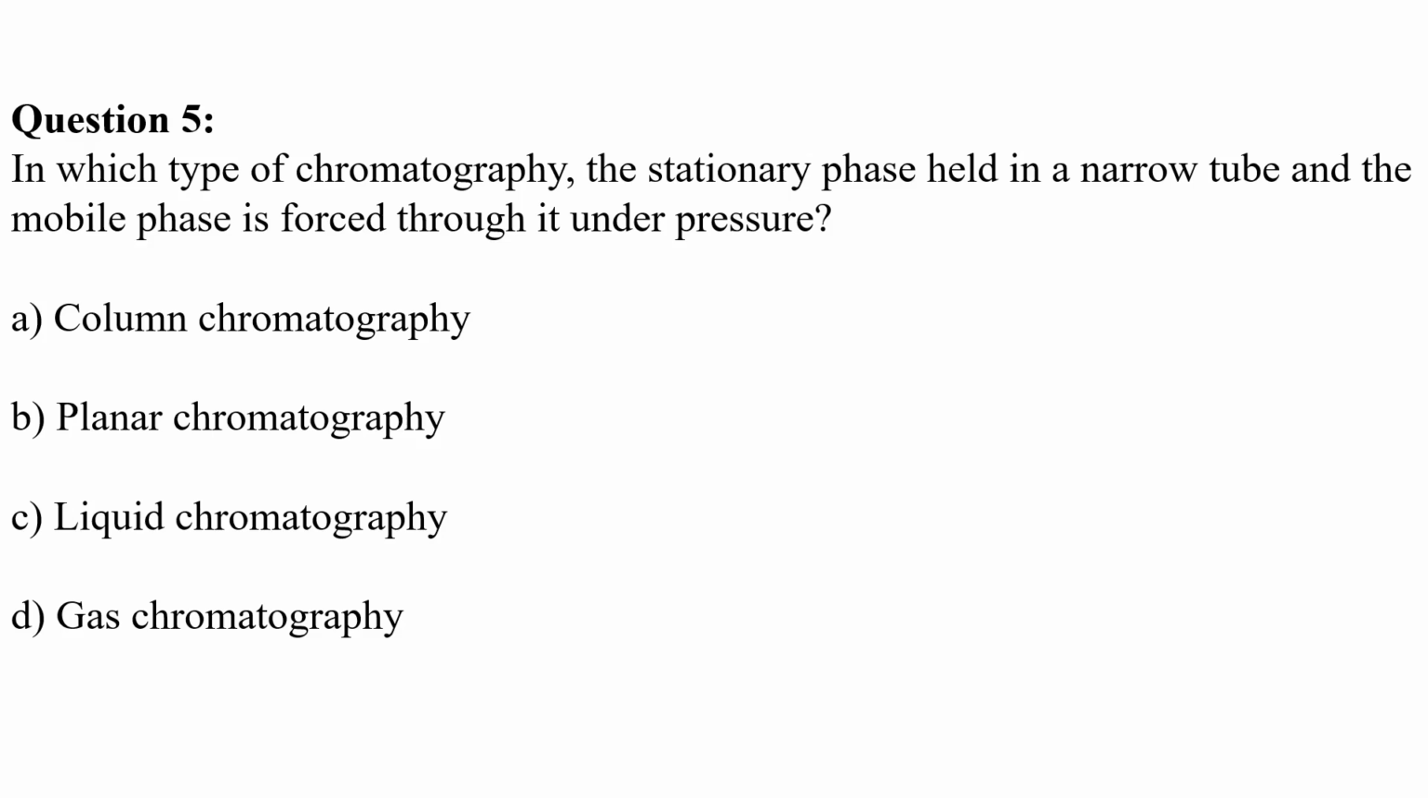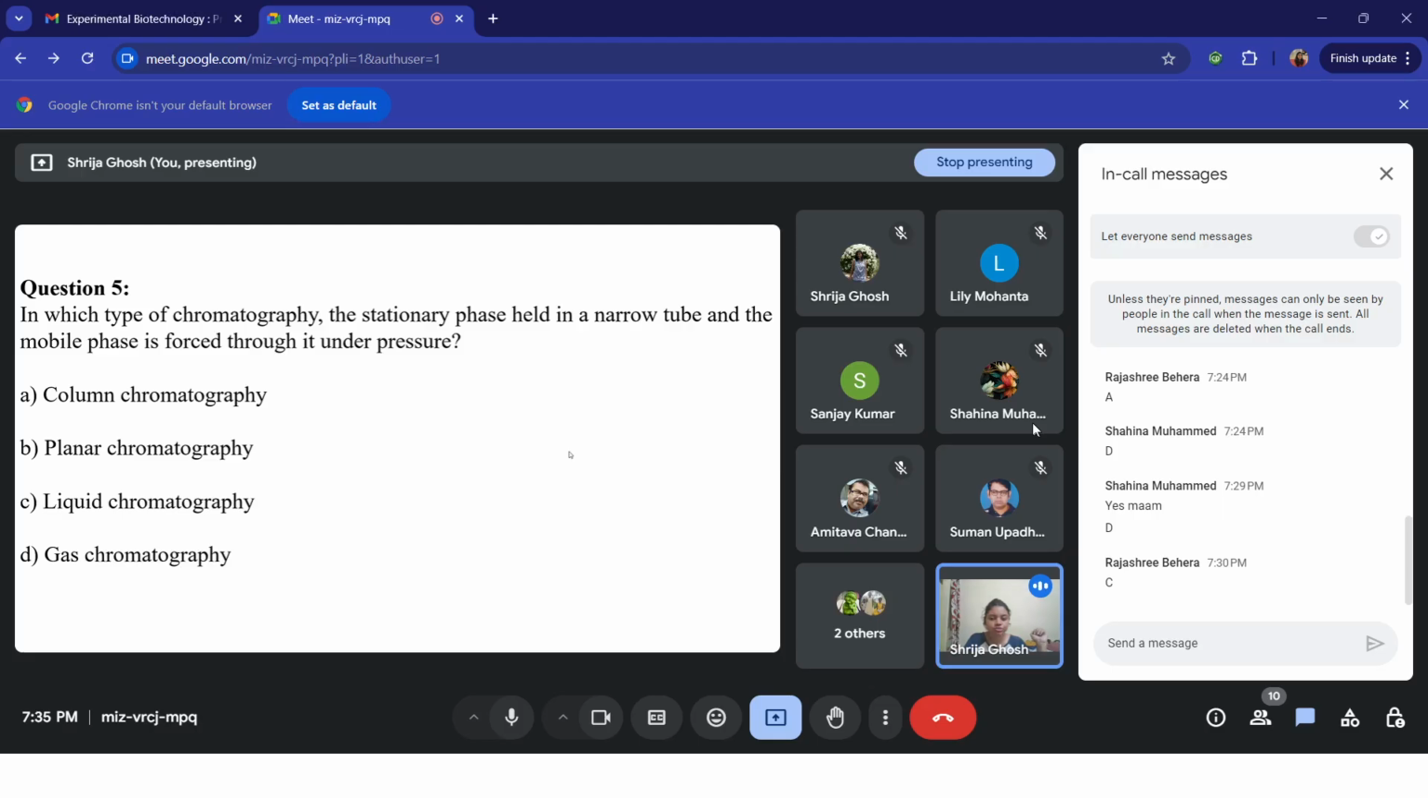Question number 5. In which type of chromatography is the stationary phase held in a narrow tube and the mobile phase is forced through it under pressure? Option A, column chromatography, option B, planar chromatography, option C, liquid chromatography, and option D, gas chromatography. This is a very simple question. Which type of chromatography will have the stationary phase held in a narrow tube and the mobile phase forced through it under pressure?